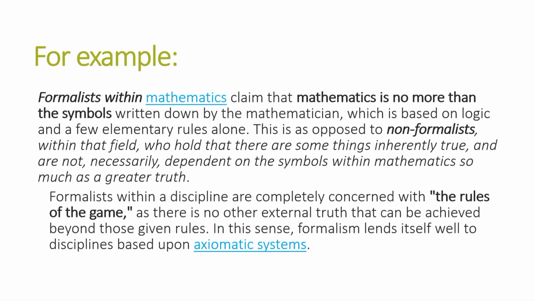For example, formalists within mathematics claim that mathematics is no more than the symbols written down by the mathematician, which is based on logic and a few elementary rules alone. This is as opposed to non-formalists within that field, who hold that there are some things inherently true, and are not necessarily dependent on the symbols within mathematics so much as a greater truth. Formalists within a discipline are completely concerned with the rules of the game, as there is no other external truth that can be achieved beyond those given rules. In this sense, formalism lends itself well to disciplines based upon axiomatic systems.